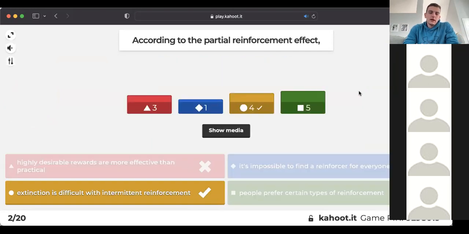All right, so extinction is difficult with intermittent reinforcement. What that means is if you are having something partially reinforced, so not every time you do it, that is going to engage your brain for longer. The way I would explain this is two ways. First of all, when I was first teaching my dog, who's over here, how to sit, I gave her a treat every time she sat.